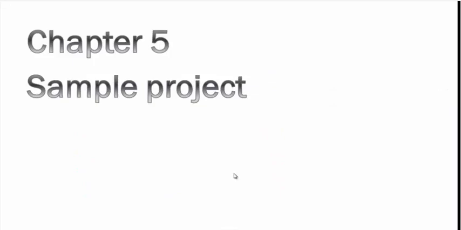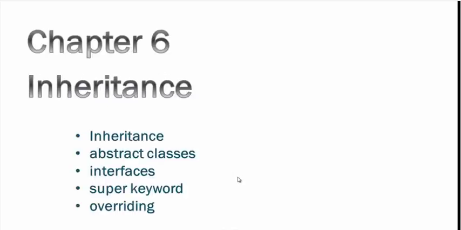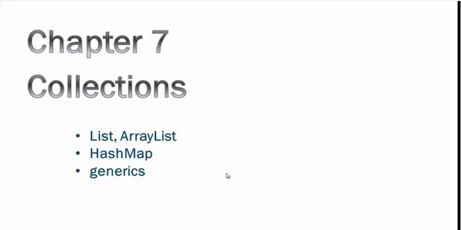Now with all the concepts we had learned till chapter 4, we are going to do a small sample project using the Java programming language. Then we will do a quick review of all the topics. In chapter 6 we are going to learn about inheritance, that is we are going to learn about abstract classes, interfaces, the super keyword and the concept of overriding. In chapter 7 we will be introduced to collections, that is list, array list, hash map and generics. And then we will have a quick review of all the topics we did till then.